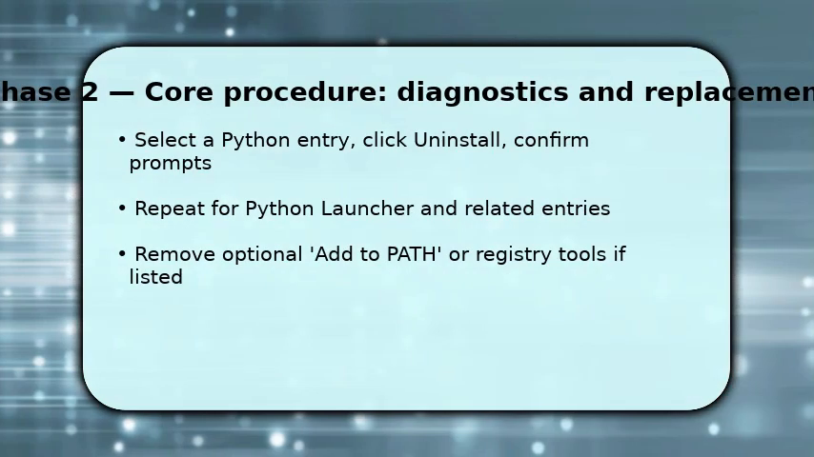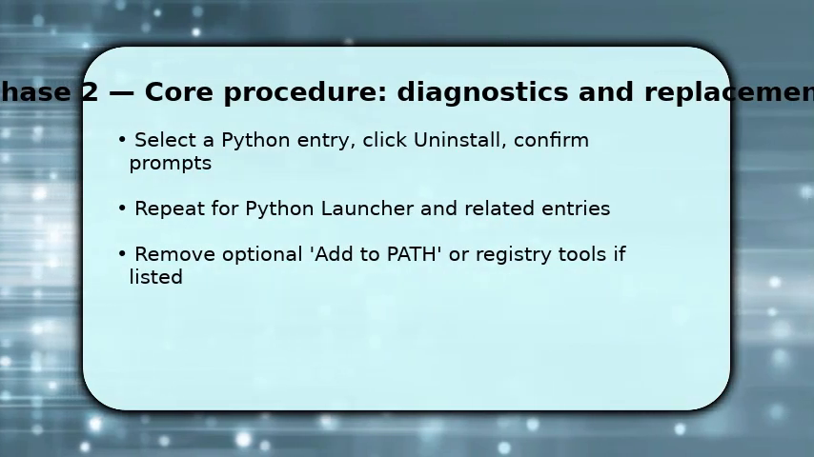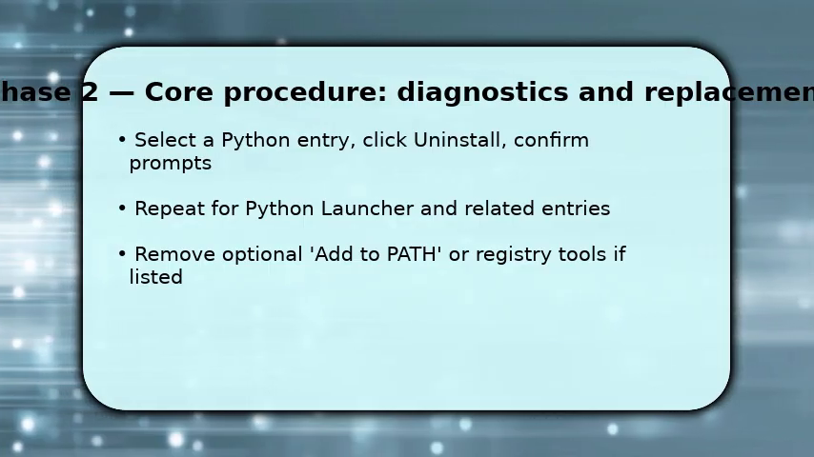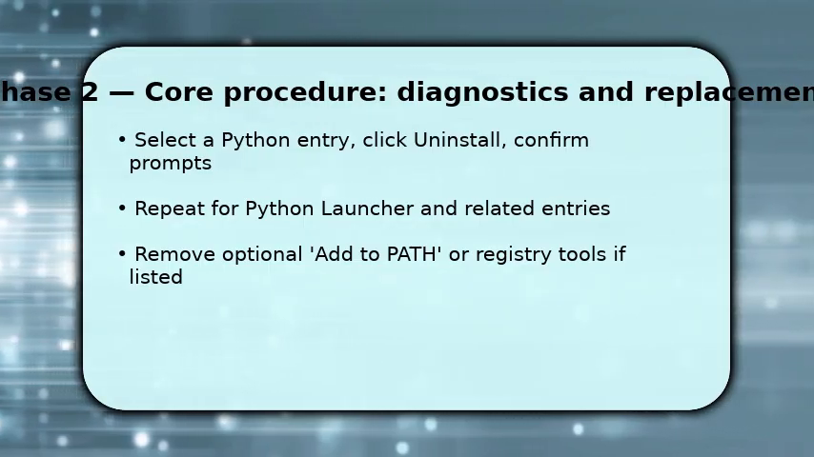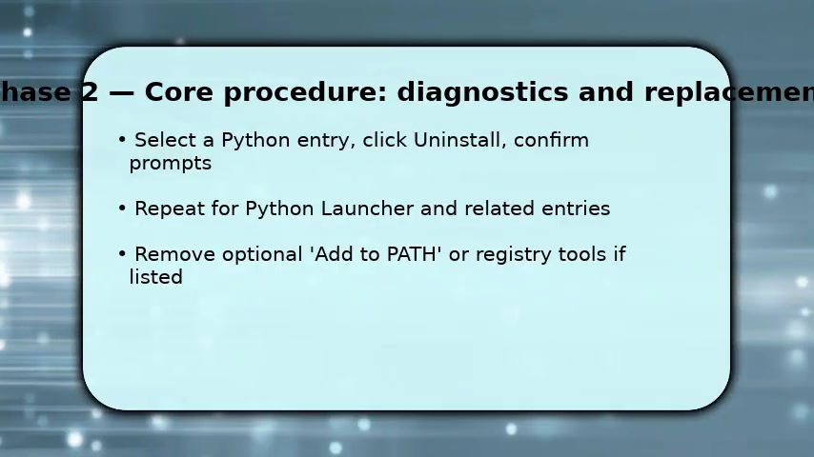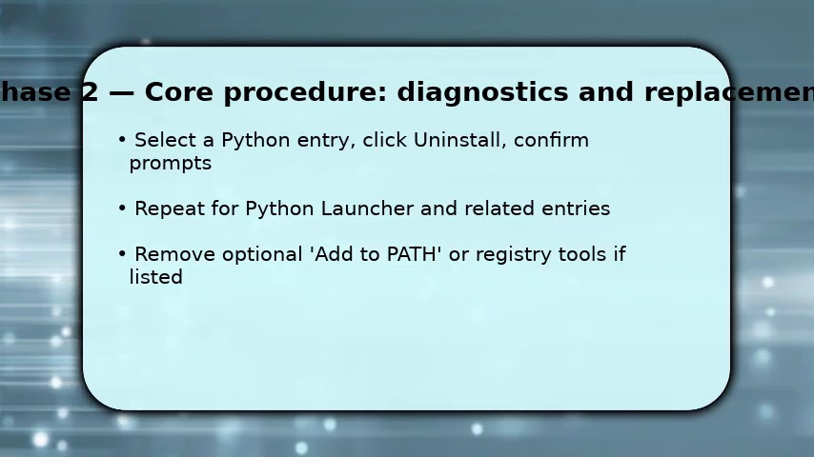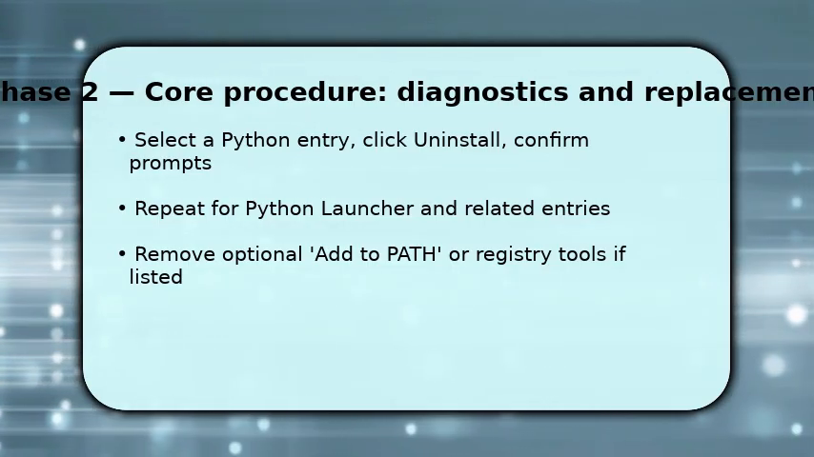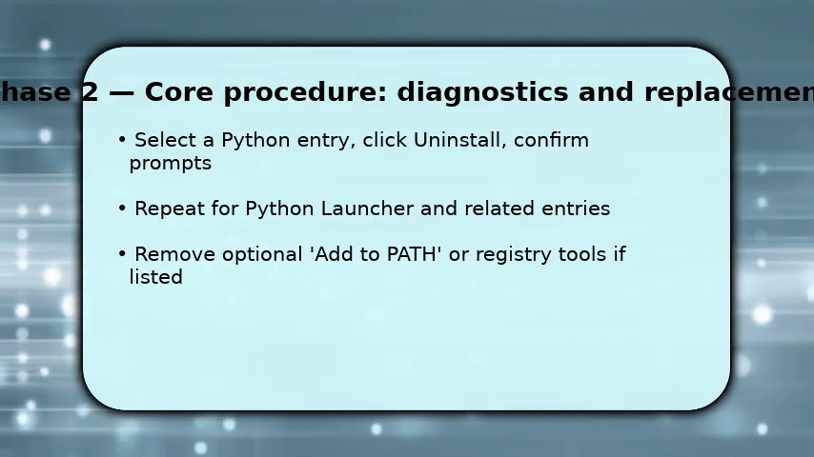Now, uninstall step by step. Click a Python entry, choose Uninstall, and follow the on-screen prompts. Some installers ask to remove shared files, accept if you're removing all Python versions. Once done, repeat for Python Launcher and any matching entries such as pip or tools. Make sure you remove both 32-bit and 64-bit versions if present.